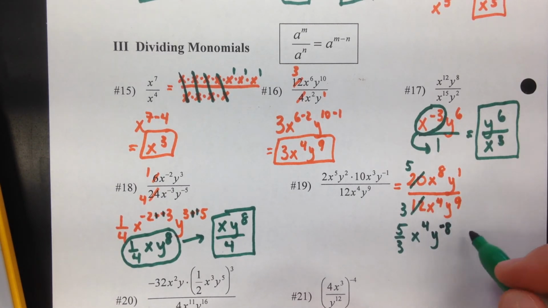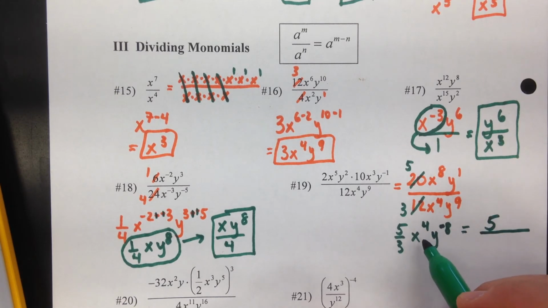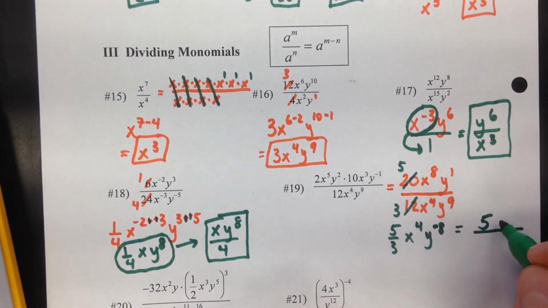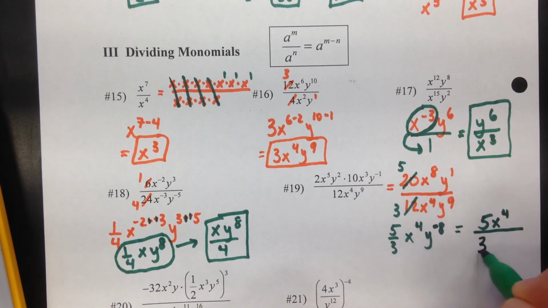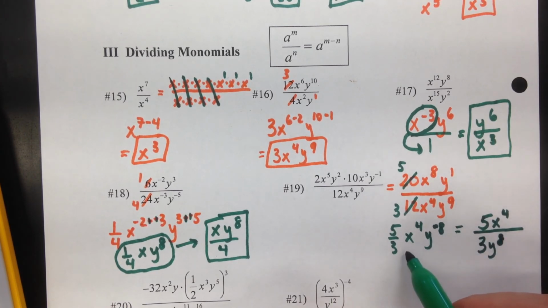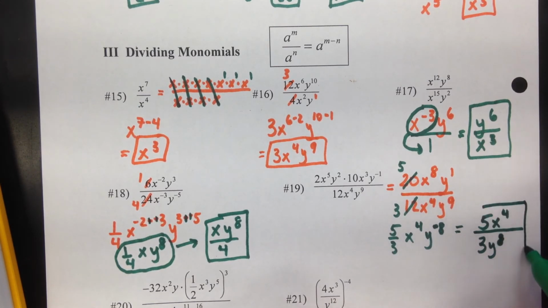So in this case, I am going to write this one more time. 5, think of this as a fraction. 5 is on top. X to the 4th, that's a positive exponent, the 4 stays like it is. X to the 4th is on top. Now y to the negative 8th is going to have to go down where the 3 is. When you have a negative exponent, we move it. If it's on top, we move it down. And there's your answer.